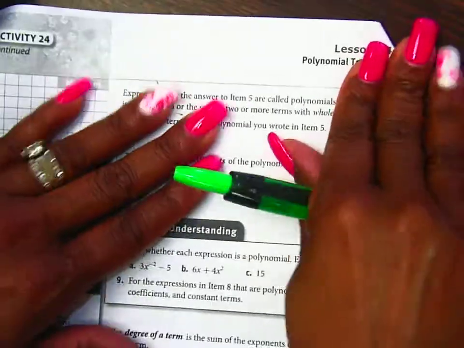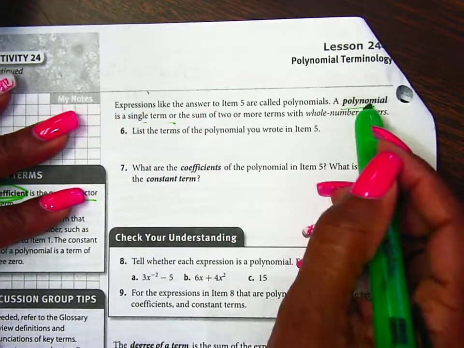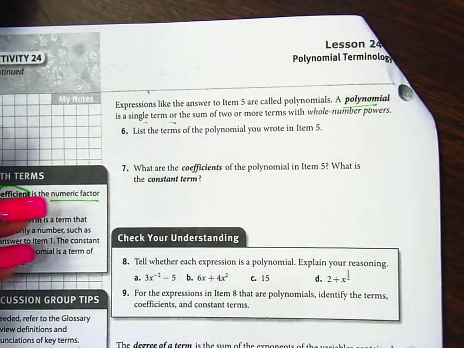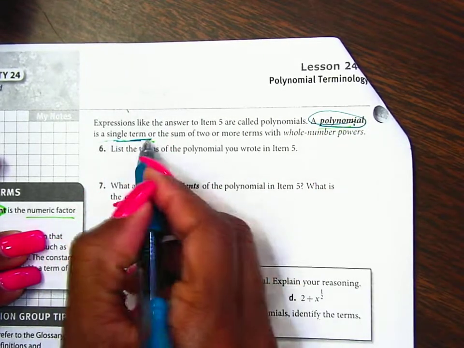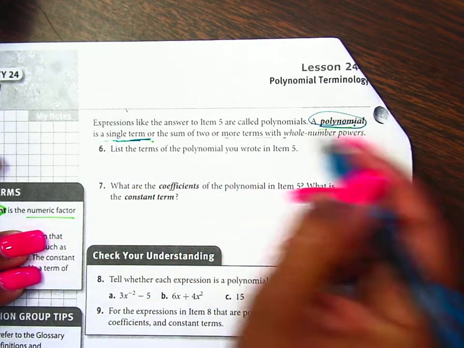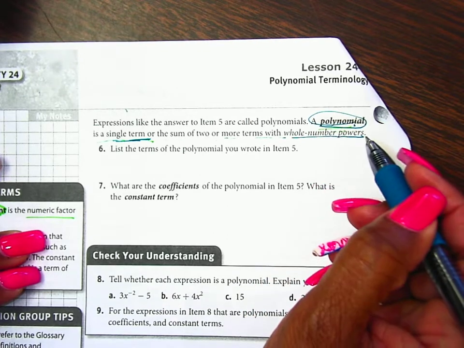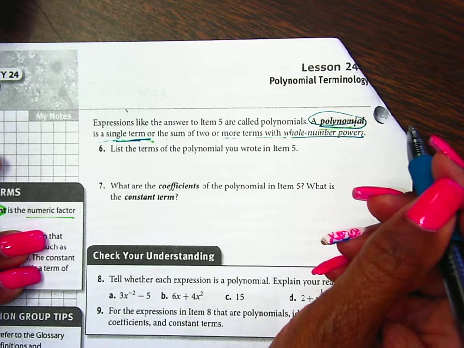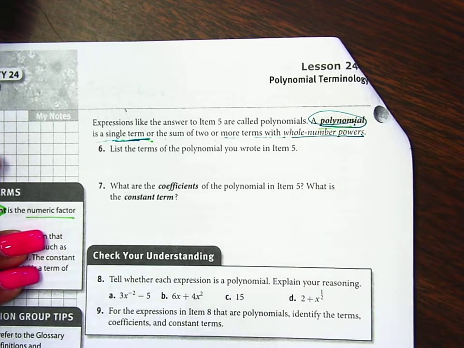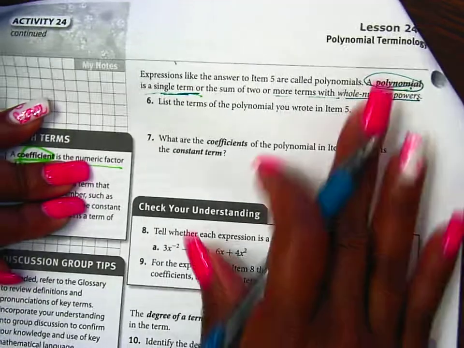Let's make sure we understand what a polynomial is. And it's right here, guys. You could highlight, underline, or what have you. It's telling you here that a polynomial is a single term or the sum of two or more terms with whole number powers, meaning no fractions, no negative numbers, just whole numbers: 0, 1, 2, 3, 4, 5, 6, 7, and so on. Okay? So that's what a polynomial is.